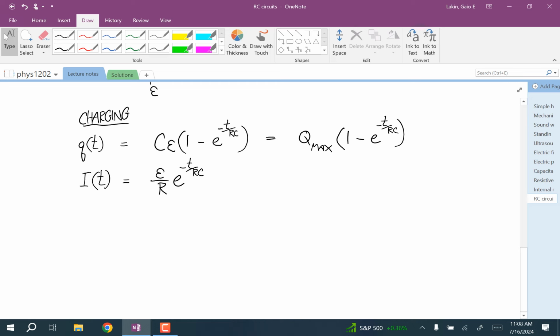And if you plot out these functions, what you get is charging over time that looks something like this. So if this line is the maximum possible charge, that's C epsilon, or also Q max possible, you get a curve that looks like this, and it asymptotically approaches that maximum possible as time goes by.